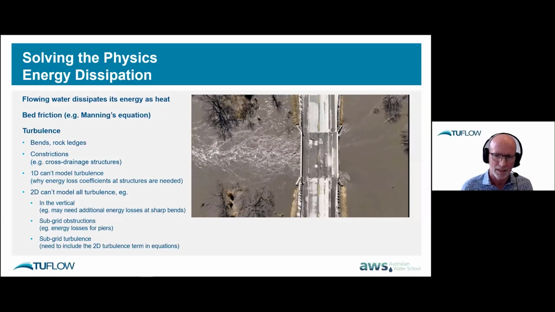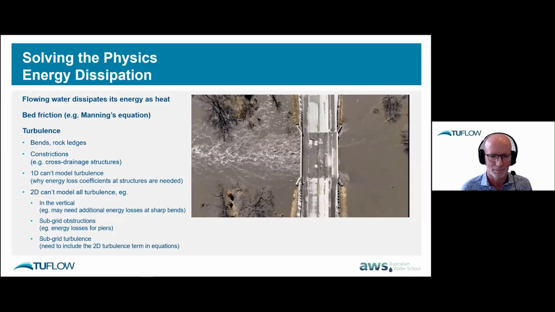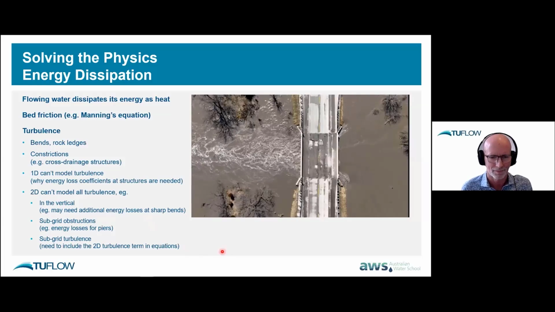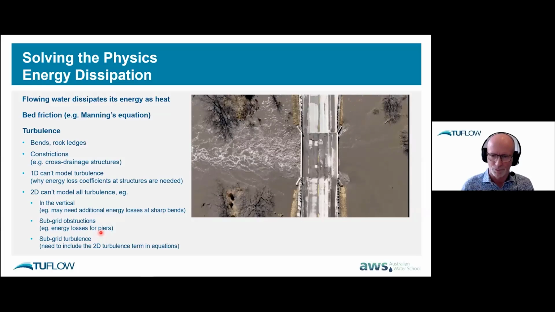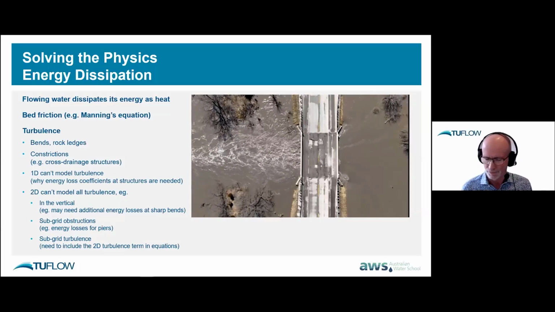If you've got a pier inside your 2D element, the size of your elements are just not going to be good enough to pick up that turbulence. So you lose some energy loss that way, but the 2D turbulence term won't represent that. And there's also subgrid turbulence. And what we're talking about there is the churn of the water below the size of your elements.